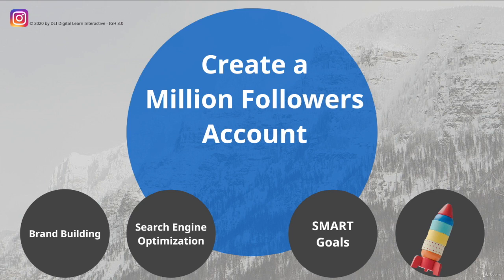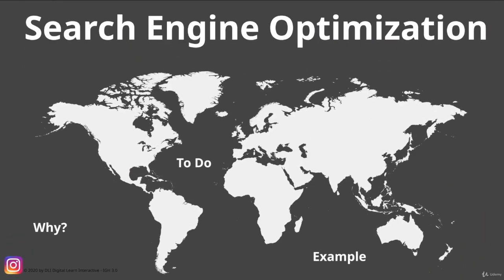Let's get to the next part if we talk about creating a million followers account. The next and very, very important part is SEO, also called search engine optimization. Search engine optimization is a very, very important topic if it comes to growth on Instagram, or in general, if it comes to growth on social media platforms, also on Facebook and also on YouTube. Everywhere where you can use a search functionality, search engine optimization is key to your growth.